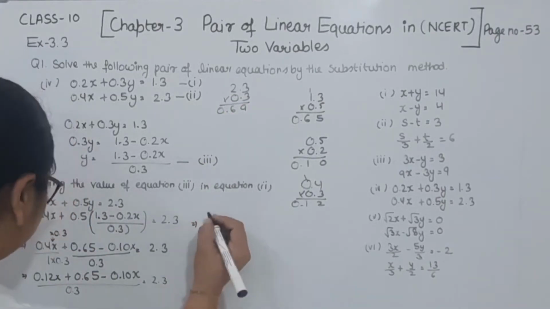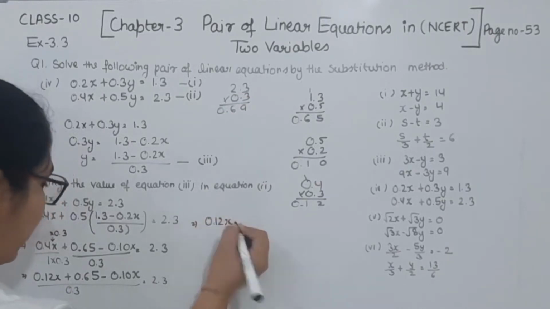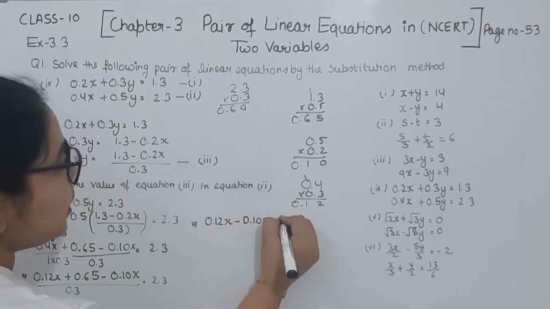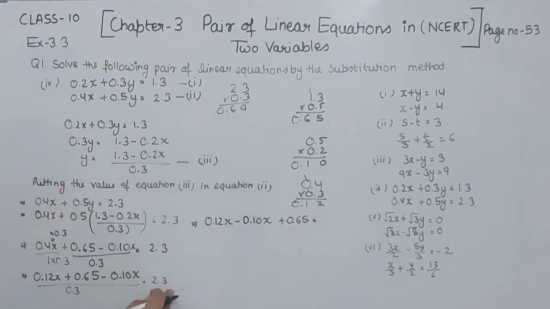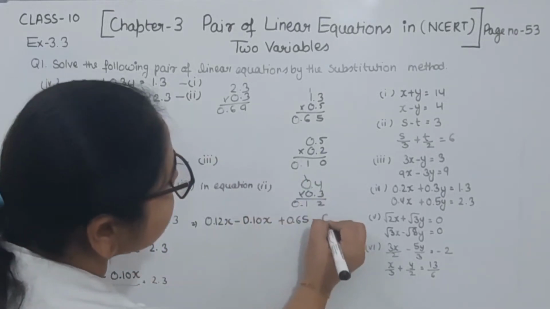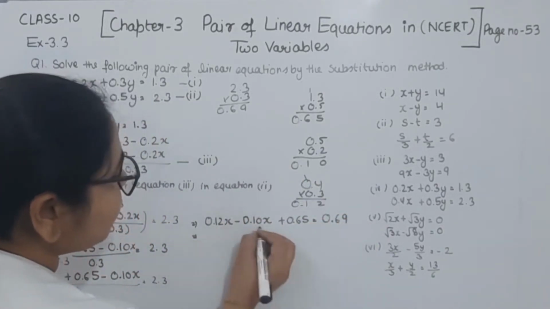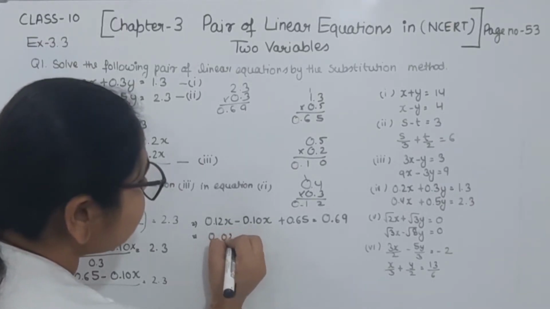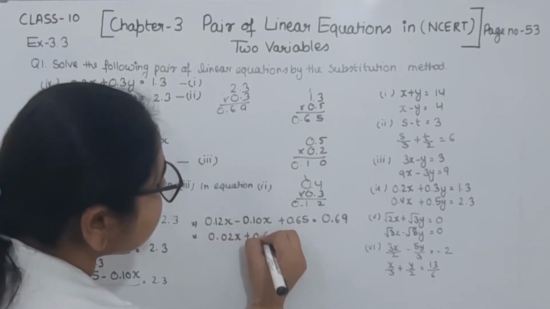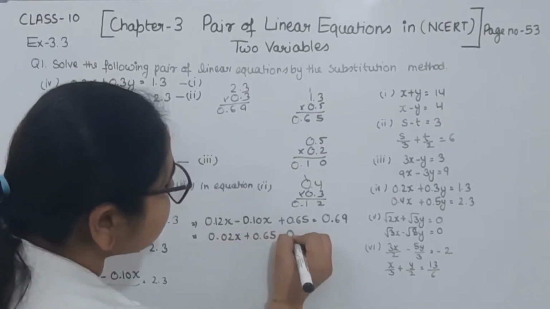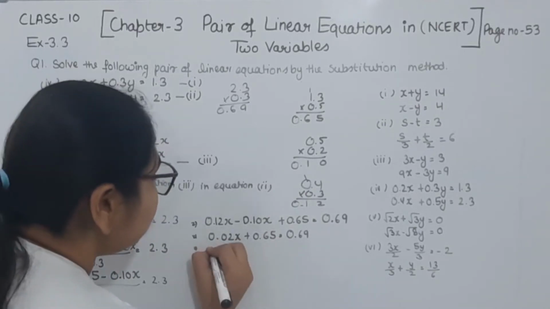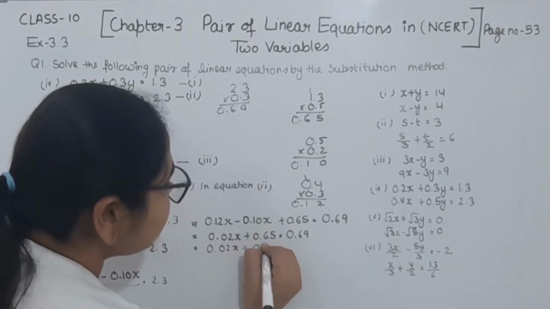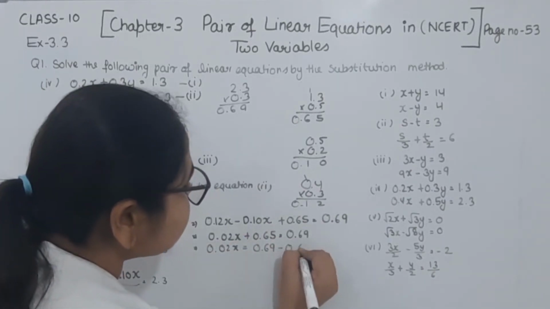So I'm going to write here, this one is 0.12x and here we have 0.10x plus 0.65. We are going to multiply both of them. So this will be equal to 0.69. Now plus, minus, minus. So we will have the remainder as 0.02x plus 0.65 and here we will have 0.69. Now we will transfer this number here. We have 0.02x plus, sorry, this one is equal to 0.69 minus 0.65.